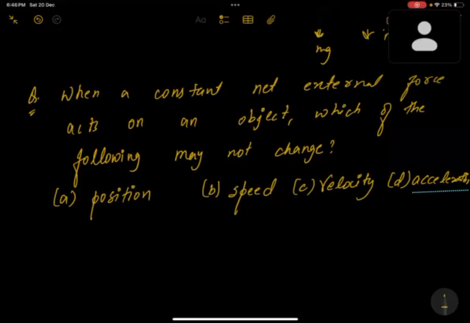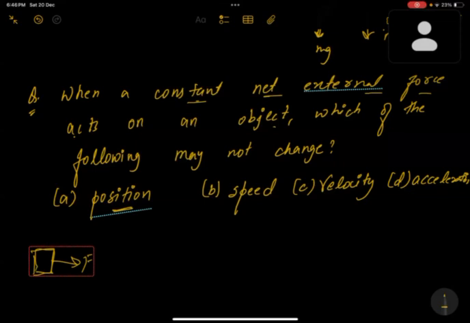No, wrong. What the question is asking: when a constant net external force acts on an object, which of the following may not change? There is an external force, but which will not change? Position: if there is some force acting on the object, position will definitely change. Speed is something that may not change.